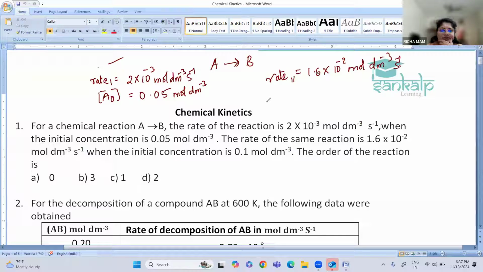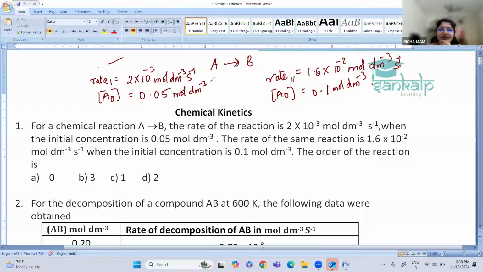Then what is the initial concentration? A naught is given as 0.1 mole per dm cube. So what they have asked is to find the order of the reaction. What is the order of the reaction?